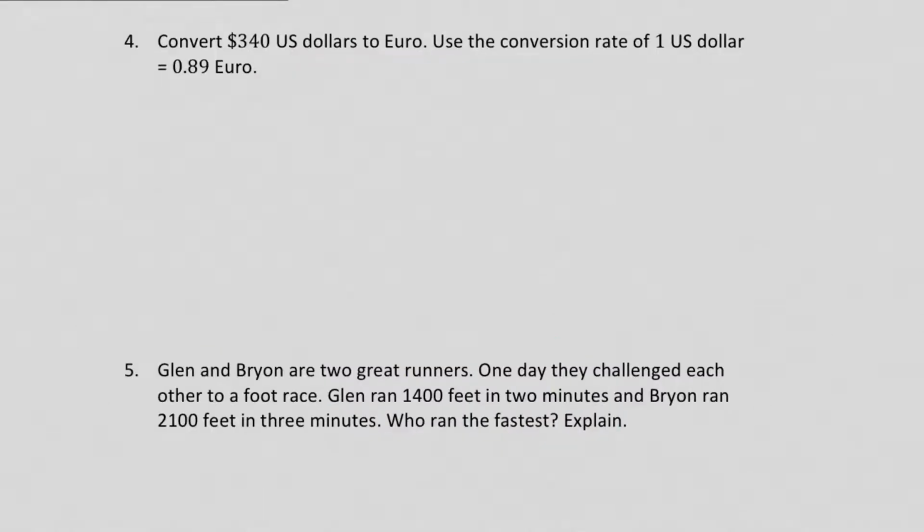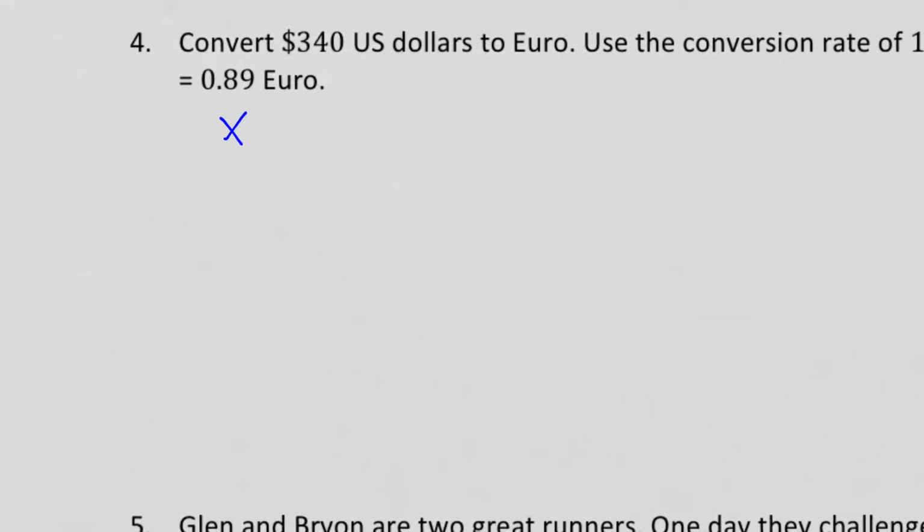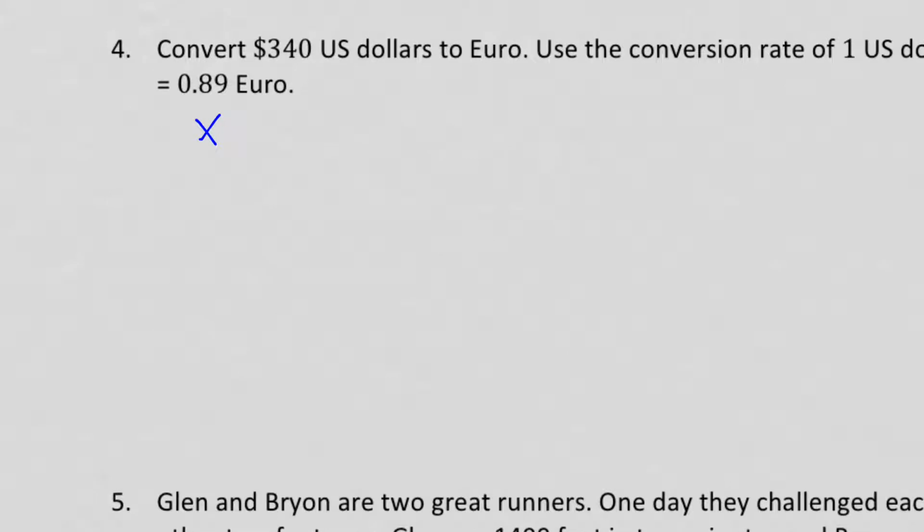Right, number 4 says convert $340 US dollars to euro. Use the conversion rate of 1 US dollar equals 0.89 euro. Okay, so I'm going to start by trying to figure out what it is that I need to solve for. I need to start with dollars and convert to euros, right? So I'm going to start with X euro. That's what I don't know. I don't know how many euros I have. It's called X. But I do know that I started with $340.